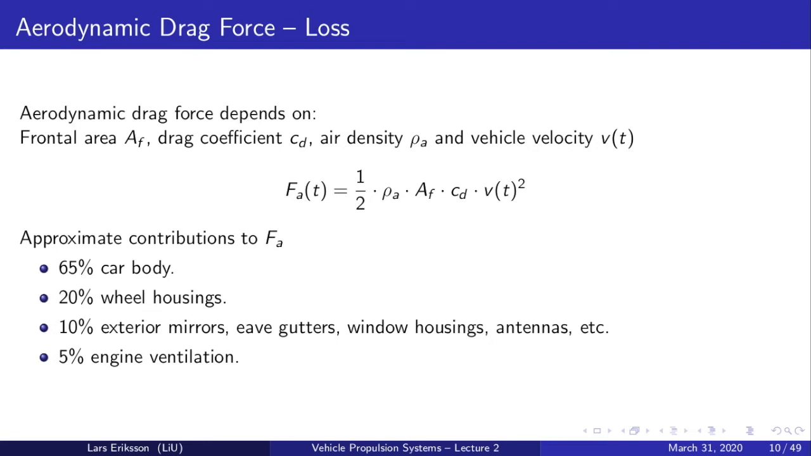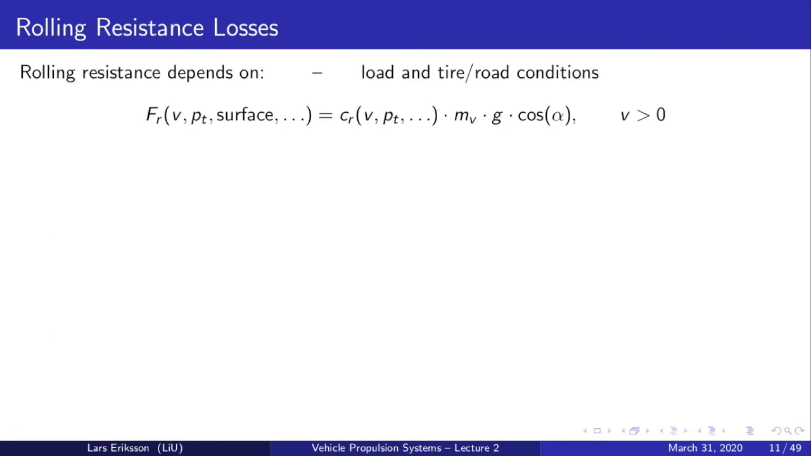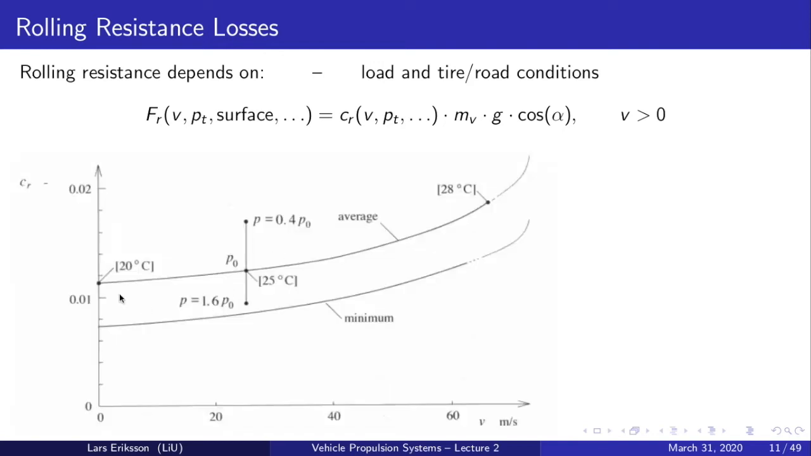Next component is rolling resistance. The rolling resistance depends on the load and tire road conditions. If the vehicle is more heavily loaded, we will get more deformation of the tires, and it's this deformation of the tires that gives rise to the rolling resistance. The behavior of this rolling resistance is like this, where we have a speed dependent behavior. The rolling resistance coefficient is here on the y-axis, and these are for different points, so an average point and a minimum point. Standing in a nominal point here, we can influence the rolling resistance.